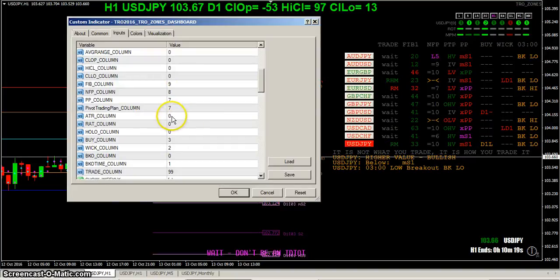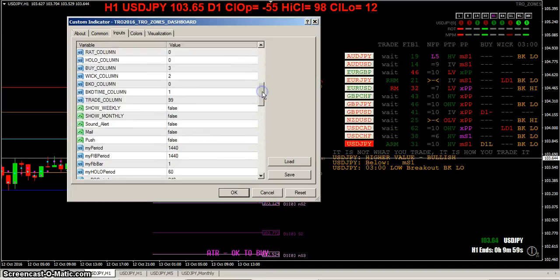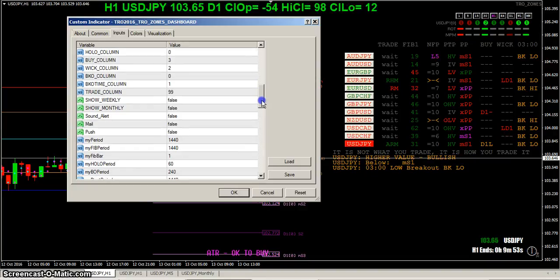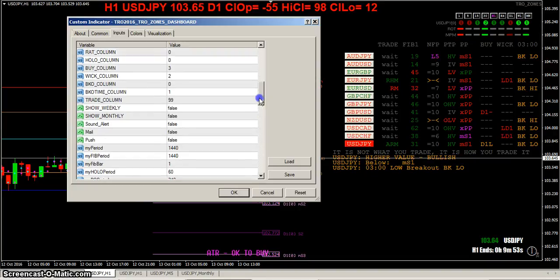So if this ATR column is a 1, or non-zero, then the indicator knows, hey, don't recalculate ATR. Those variables have already been loaded. But if it's a 0, it says, hey, you need to go out there and calculate. So it's just a programming thing, and as traders you may not really care, but if you like the code, that's how it works.